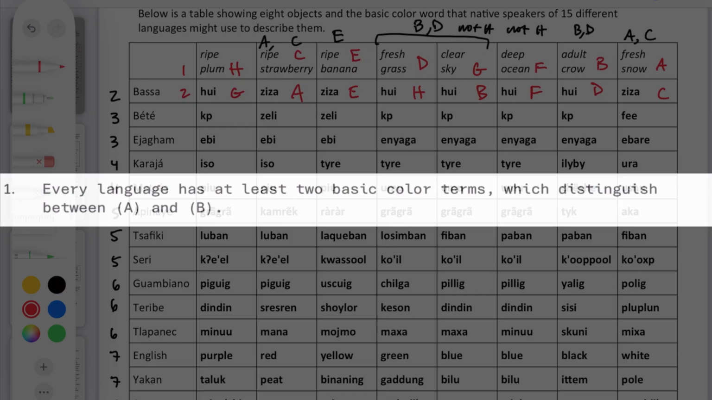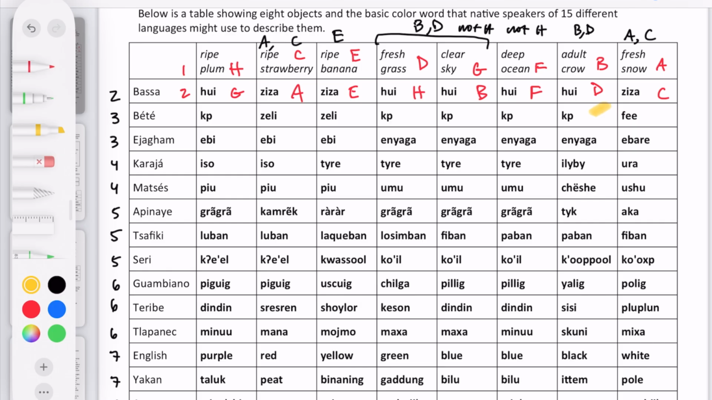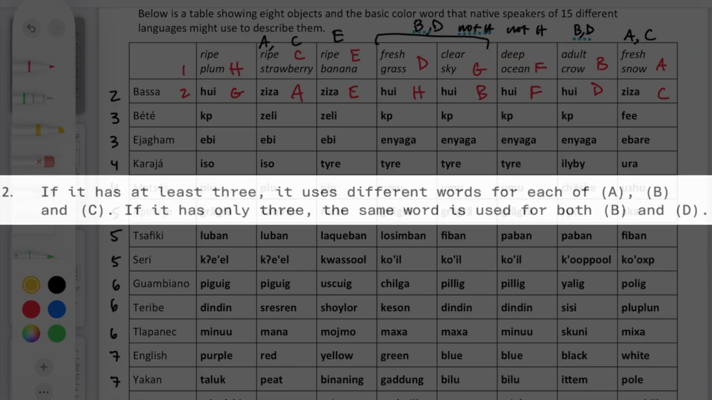So for rule number 1, it's just that A and B are going to be completely different. For case number 1, A and B are completely different. And over here, A and B are also completely different, so that doesn't help us much. If we move on to the next one, if it has at least 3, it uses different words for each of A, B, and C.